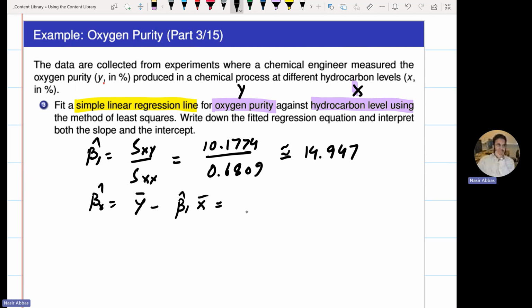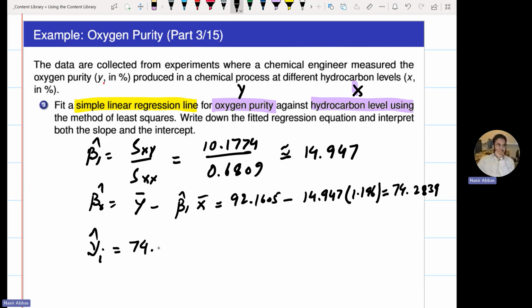Similarly, beta naught hat is given in the formula sheet: y bar minus beta 1 hat times x bar. I found the mean of y to be 92 point something, minus 14.947 times, I found x bar to be 1.196. And I got the intercept to be 74.2839. Now I will write it as an equation. So the equation will be y hat equals 74.2839 plus 14.947 times xi.